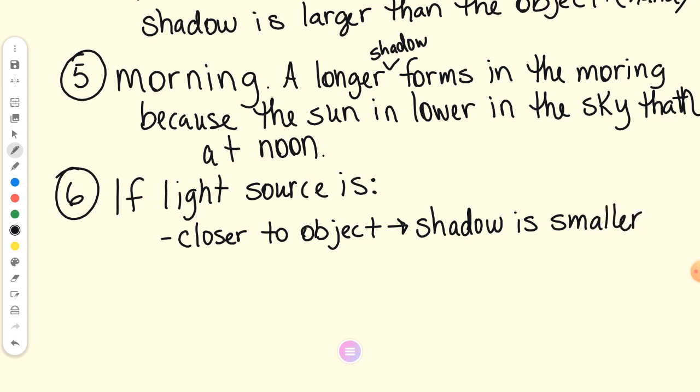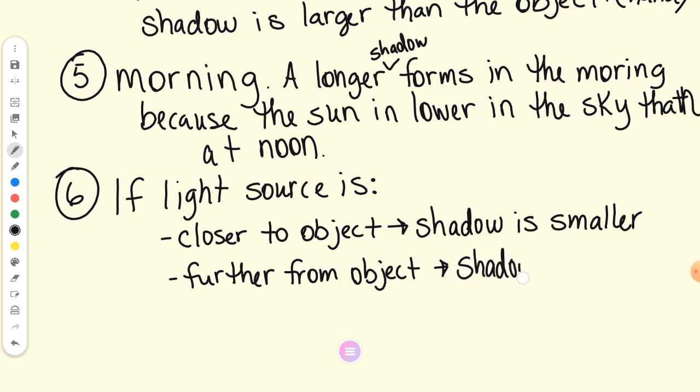If the light source is further from object, Wyatt, what are we going to add here? If it's further from the object, it will be smaller. Read what we just wrote. Bigger. Bigger, yep. Is bigger.